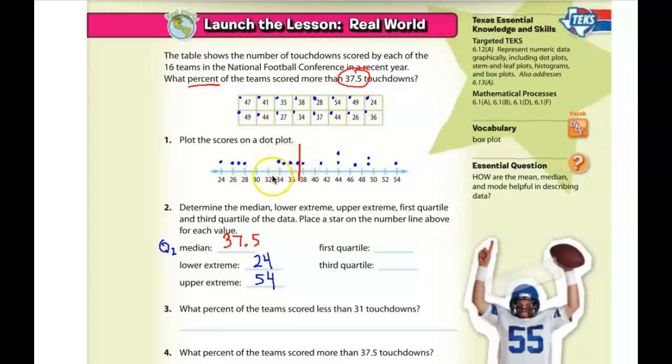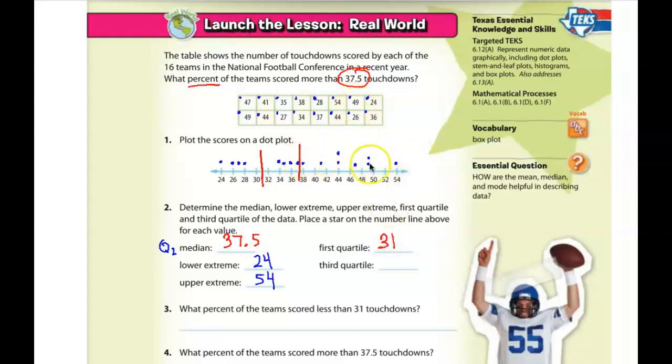So somewhere between 28 and 34 is going to be the first quartile. So let's see, 28, 29, 30, 31, 32, 33, 34. So there are 6 places in between. Half of 6 is what number? 3, that's exactly right. So that means the first quartile is 3 more than 28 and 3 less than 34. So the first quartile will be what number? Answer that for me, please. Very good. The first quartile is 31.